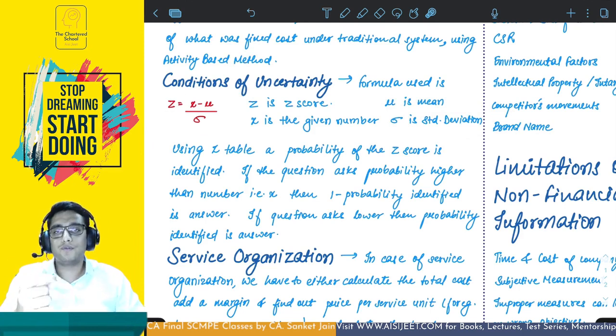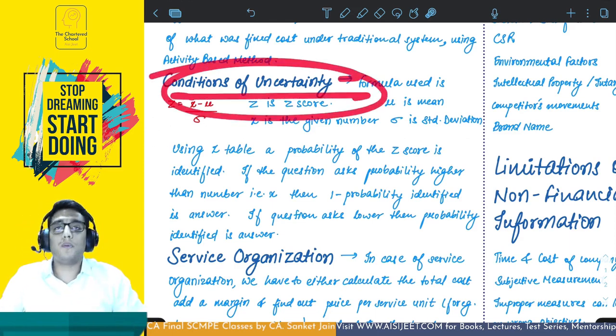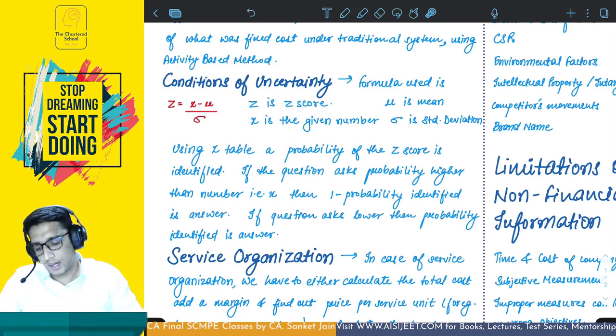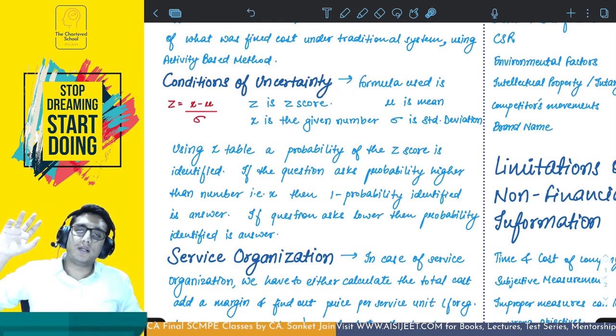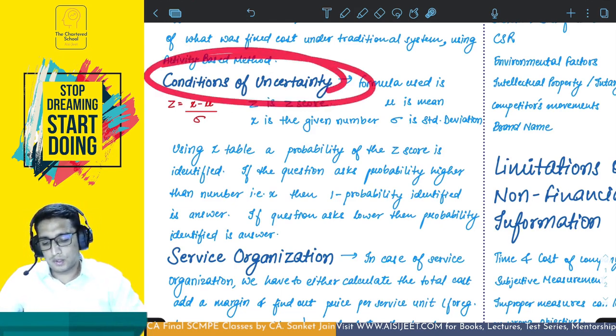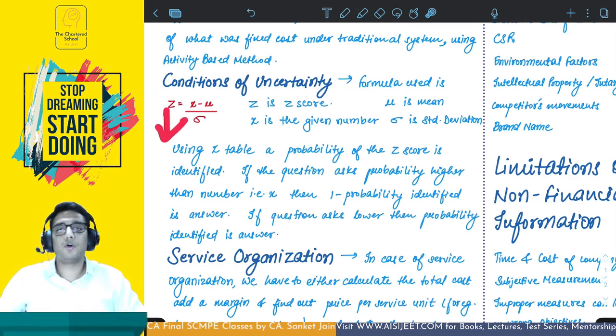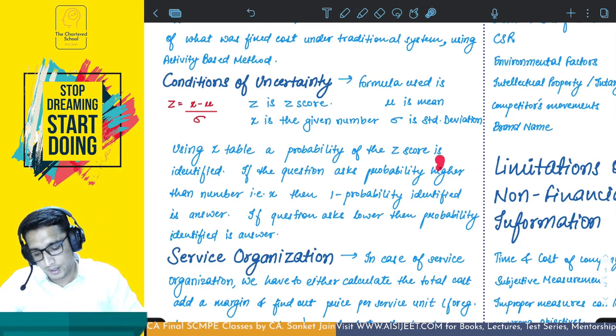How? So you would have to look at the Z table. Looking at the Z table, which is basically governed by the principle of the normal curve. The normal curve that we study in CPT, then I think also in Inter, and then definitely in SFM. You know what normal curve is. So conditions of uncertainty is governed by the principles of normal curve. You have to calculate the Z score, and then you have to calculate the probability on the basis of what the Z score is. Okay, let's quickly check out the question, but before that we have to read this paragraph.